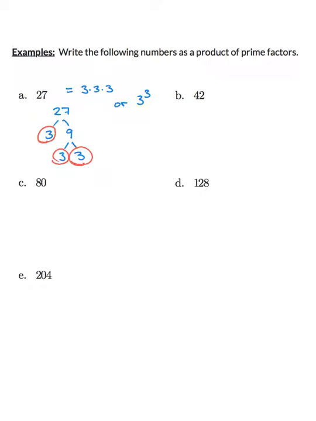Let's look at example B now. Example B, we have 42. So we want to pick two numbers that multiply to 42. And keep in mind that there is no one correct way to do the factorizations. 42, for instance, I could pick 6 and 7.